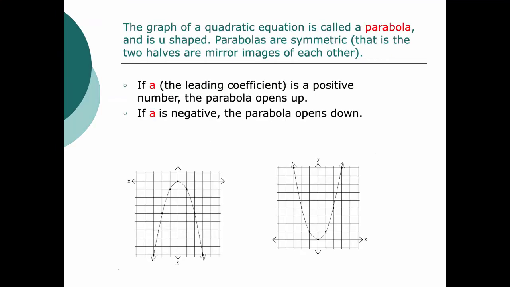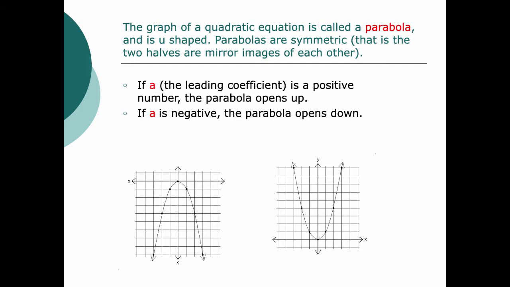The graph of a quadratic equation is called a parabola. This is a term you need to know. We'll be talking about parabolas the rest of this year. You will see them again in college prep algebra and other classes that require math and physics and science. Parabolas are U-shaped. Parabolas are symmetric. The two halves of a parabola are mirror images of each other.